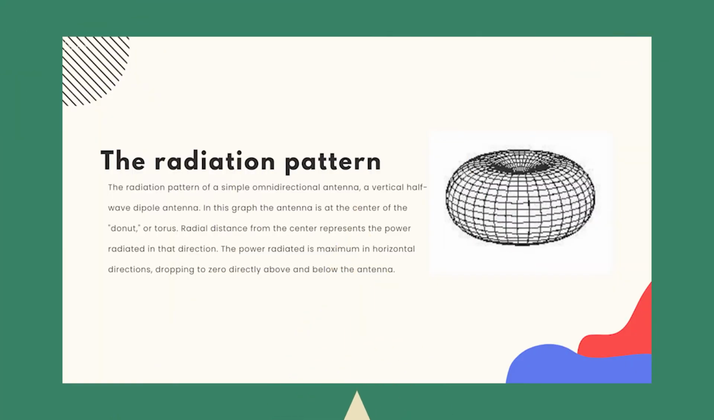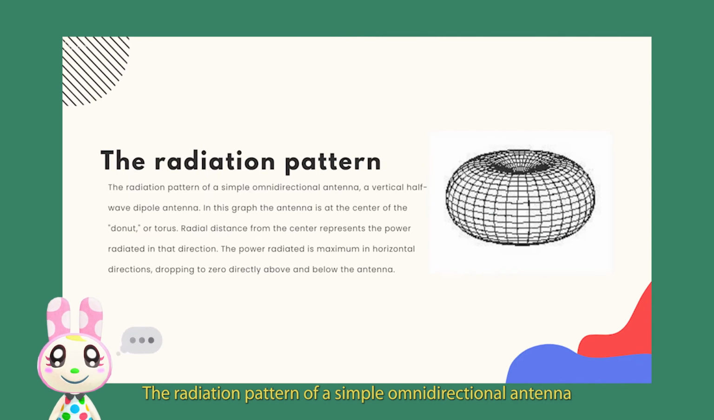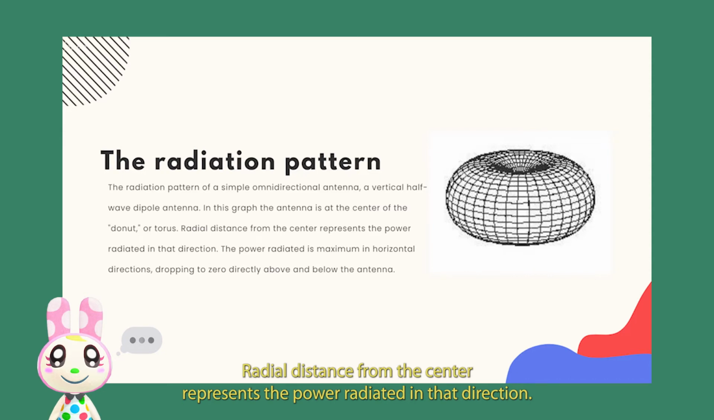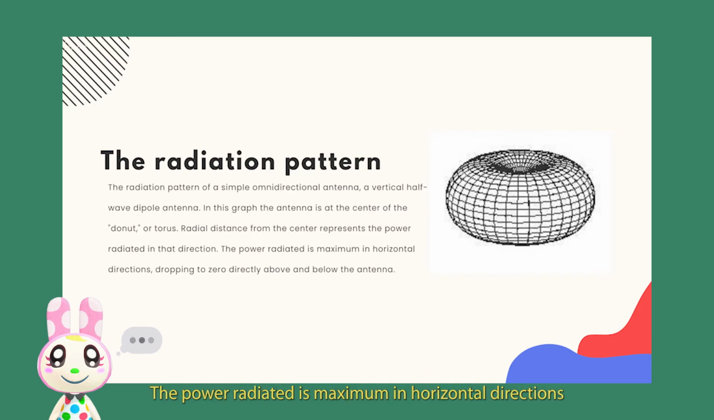The radiation pattern of a simple omnidirectional antenna, a vertical half-wave dipole antenna. In this graph, the antenna is at the center of the donut or torus. Radial distance from the center represents the power radiated in that direction. The power radiated is maximum in horizontal directions, dropping to zero directly above and below the antenna.